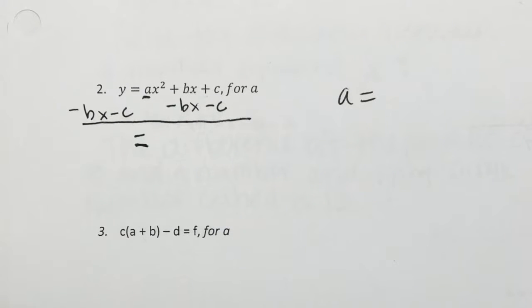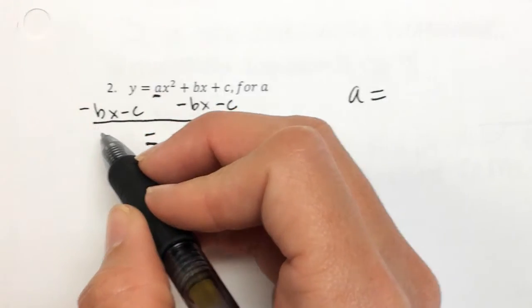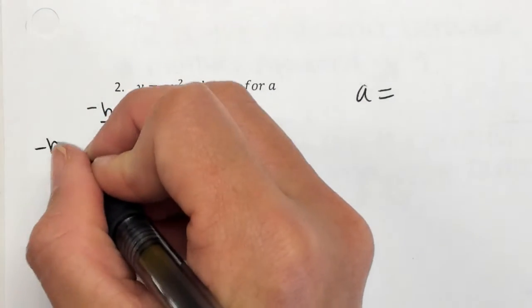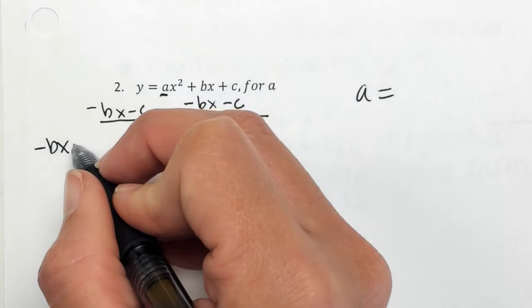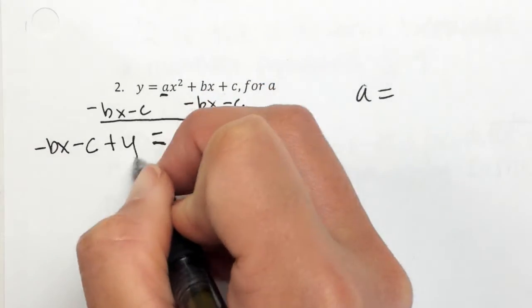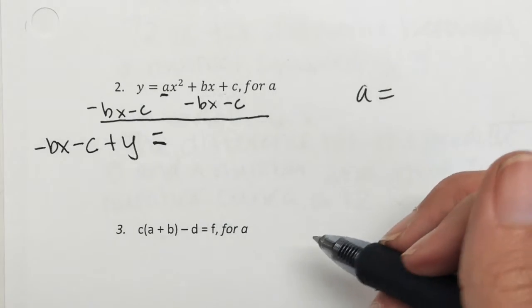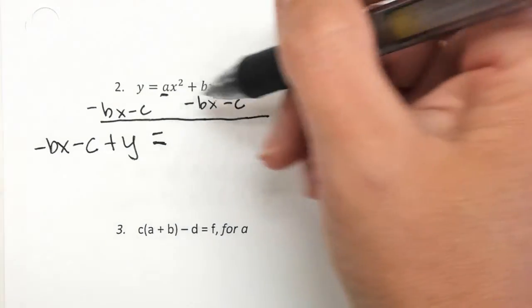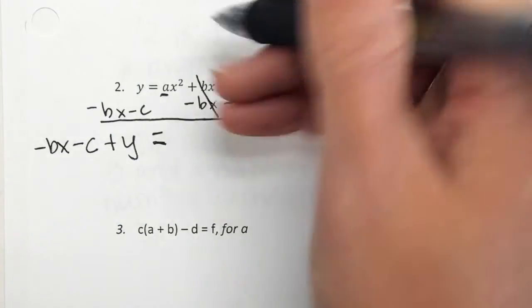Nope, they're not like terms, but which one needs to come first? No, bx. Bx because b comes first in the alphabet. So is it negative or positive? So negative bx. What comes next? Negative c. Is this y positive or negative? Positive. So it'd be plus y. Everything over here cancels out except what?